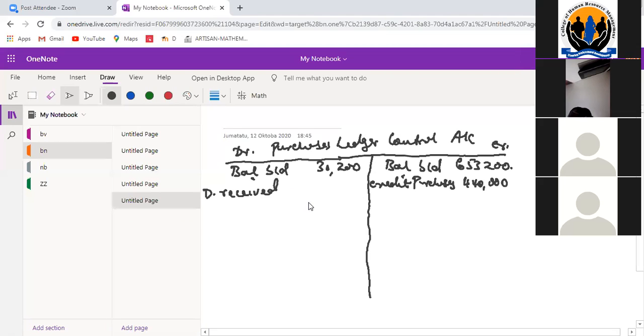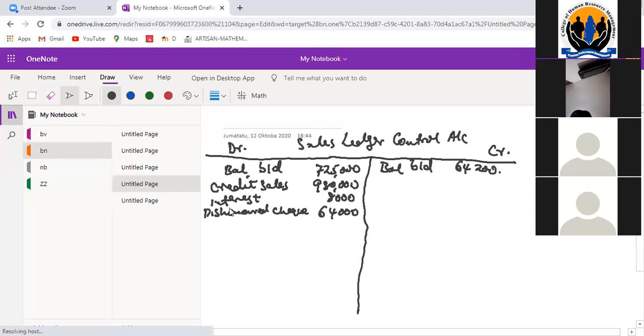Discount received amounting to 38,000. Yes. Next, the discount allowed. Discount allowed, 30,400. Discount allowed, we normally give it to our customer, so it is going to reduce the amount that we are demanding from them for credit sales. So we put it here.